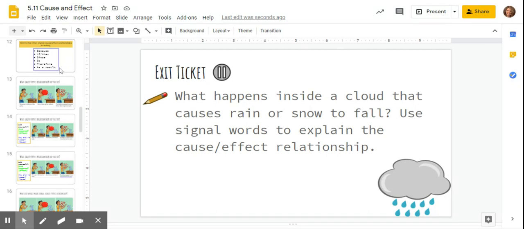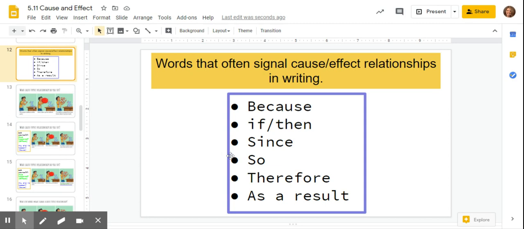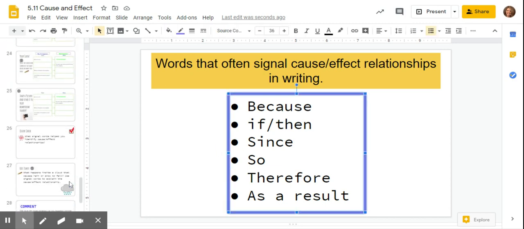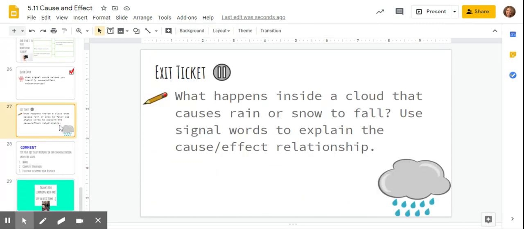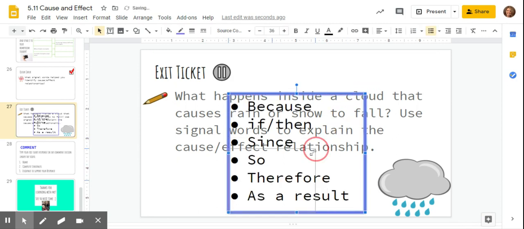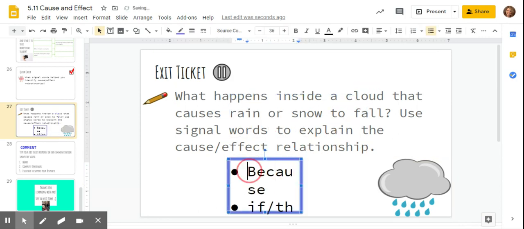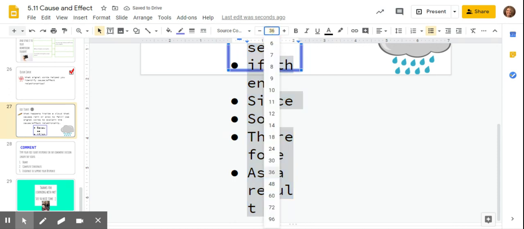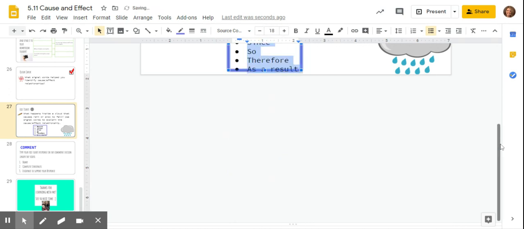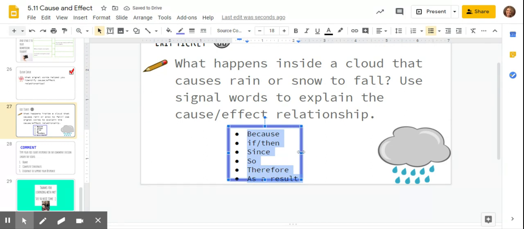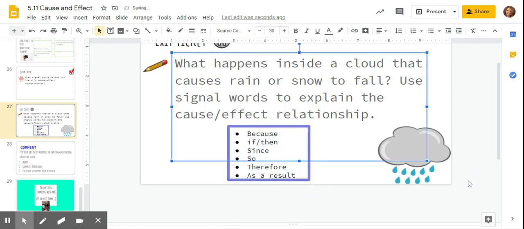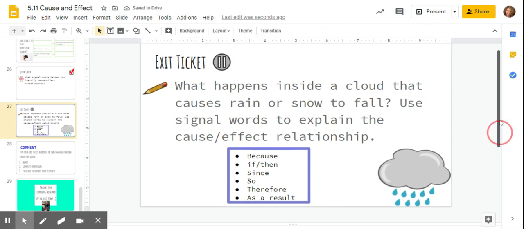Now it says that you need to use some signal words. So I'm going to take these signal words and put them on that slide because you are going to need to use some of these words in your writing. I'm going to leave these words right here for you to use as you're writing. You don't need to use all of them, but you do need to use at least one in your explanation. Let me read it one more time, and then pause the video and you can record your answer on your note catcher.